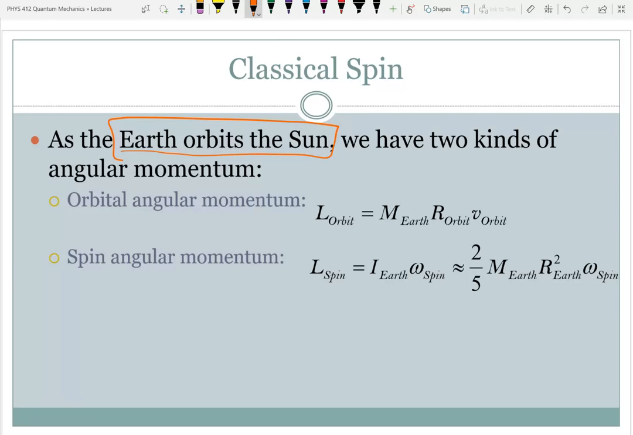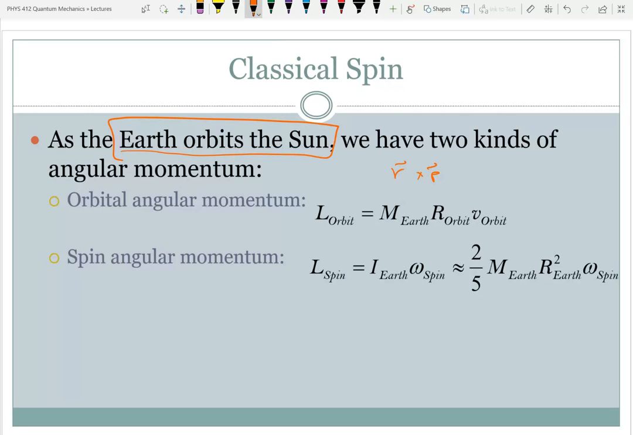And so as the planet orbits the sun, we have an angular momentum associated with the planet going around the sun. Angular momentum is going to be the mass of the Earth times the radius of the orbit times the speed at which it's going around the circle, right? That's r cross p, where p is mv. If we approximate a circular orbit, then r is perpendicular to p, and r cross p is r times p. So that's the angular momentum of the orbit.